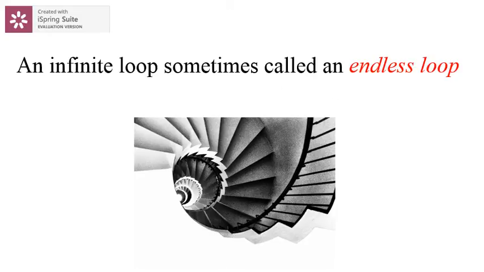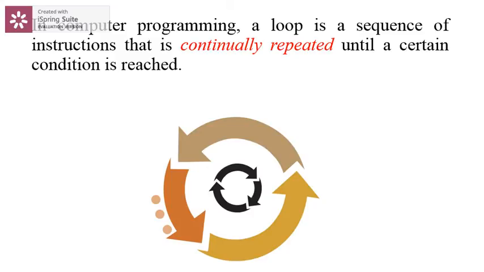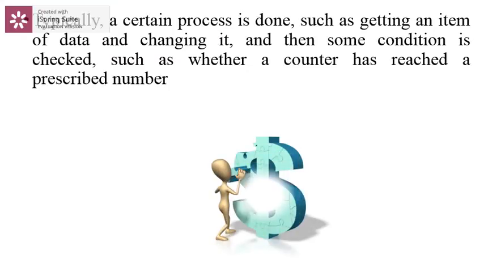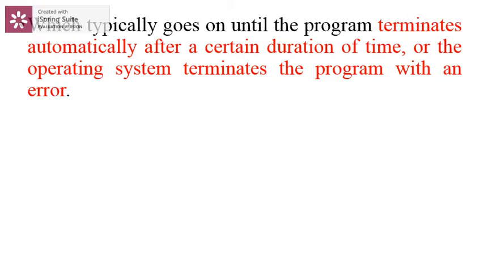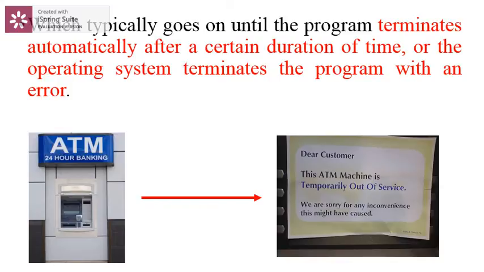An infinite loop, sometimes called an endless loop, is a piece of code that lacks a functional exit so that it repeats indefinitely. In computer programming, a loop is a sequence of instructions that is continually repeated until a certain condition is reached. Typically, a certain process is done, such as getting an item of data and changing it, and then some condition is checked, such as whether a counter has reached a prescribed number. Otherwise it goes on until the program terminates automatically after a certain duration of time, or the operating system terminates the program with an error.